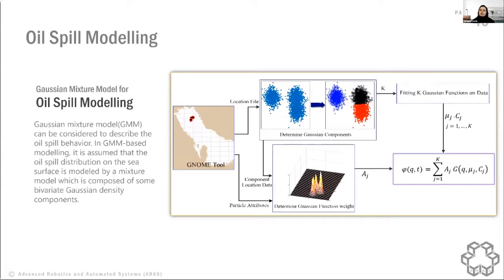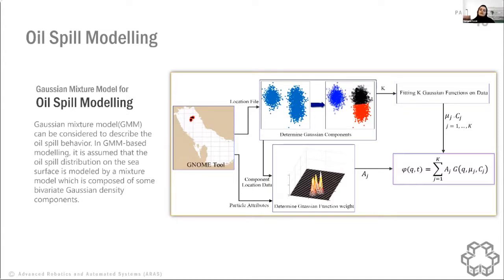At the first step, we clustered the data to determine the optimal number of slicks. And then the covariance matrix structure is selected. Both of them are selected by minimizing the Bayesian information criterion. Then the weights of the kernels are calculated by converting this labeled data to concentration.